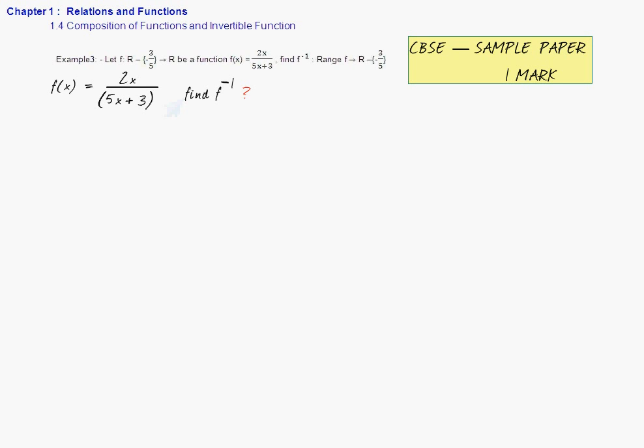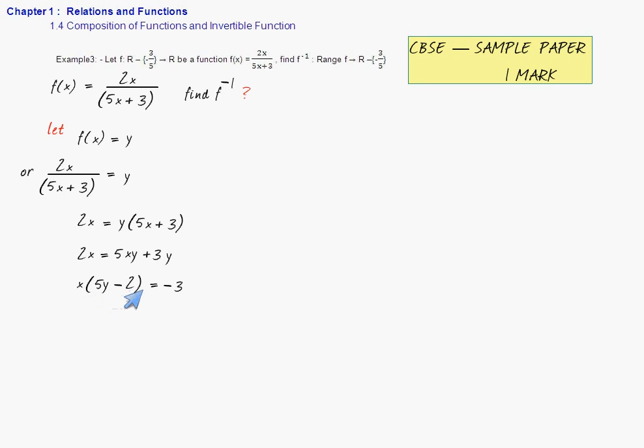Now what is the procedure of finding f inverse? Let this be equal to y. Find the corresponding value of x. So you cross multiply. That is 2x is equal to y times (5x plus 3). You open up, you get 5xy plus 3y equal to 2x. Collect the coefficient of x on one side. So you will get x times (5y minus 2) equal to minus 3y, or x is equal to, you can easily work out yourself, x is equal to 3y over (2 minus 5y). So this is the value of x corresponding to the value of y. So we can say that f inverse of y, the pre-image of y, is 3y over (2 minus 5y). So this is f inverse.